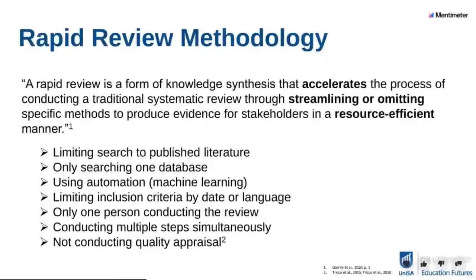You might choose, as I said, to only search in one database. You could use a form of automation, and I'll talk a little bit more about that shortly. You might limit your inclusion criteria to just, you know, a couple of years, 3 years. In my case, it was around 8 months for some of my reviews during the pandemic. You might just say, I want to look at English language only. You might just have one person conducting the review, which is absolutely fine.